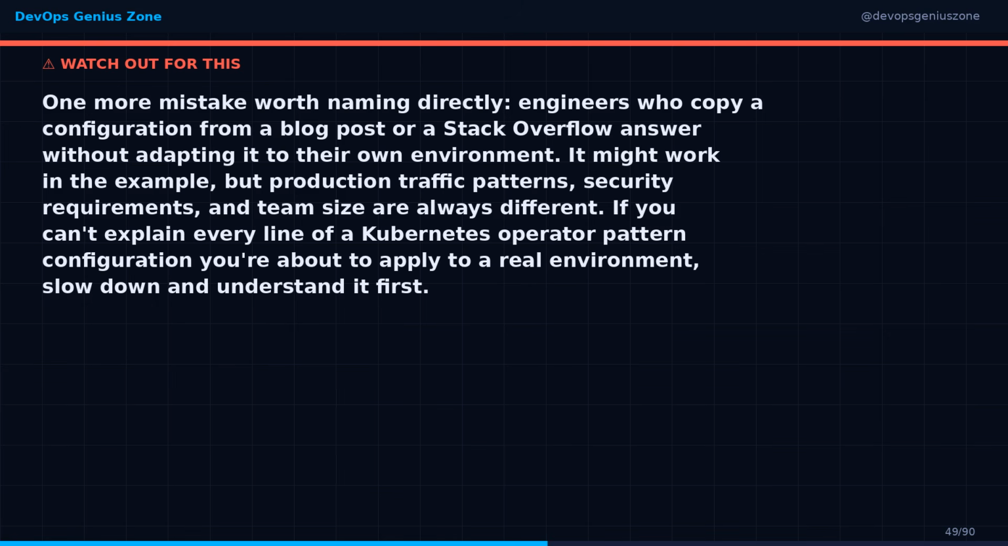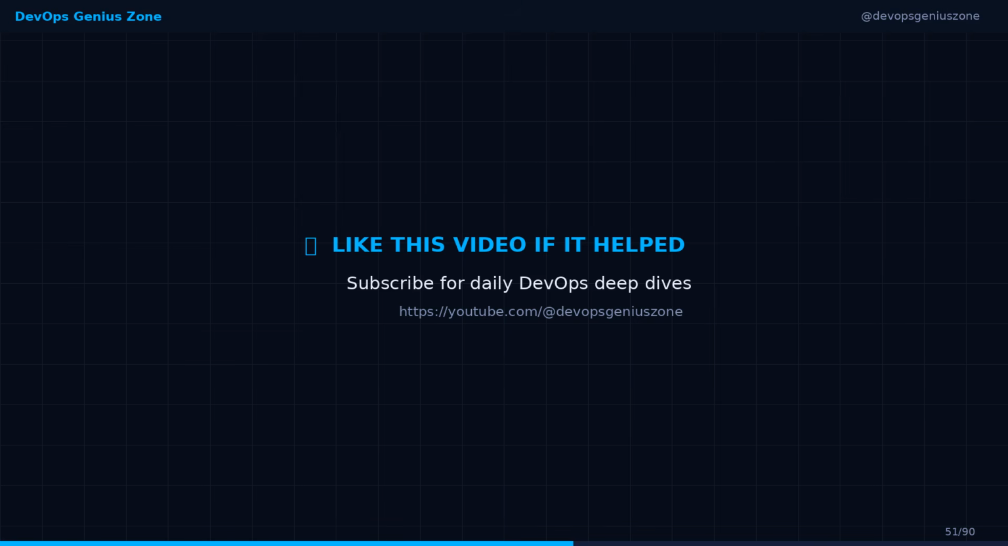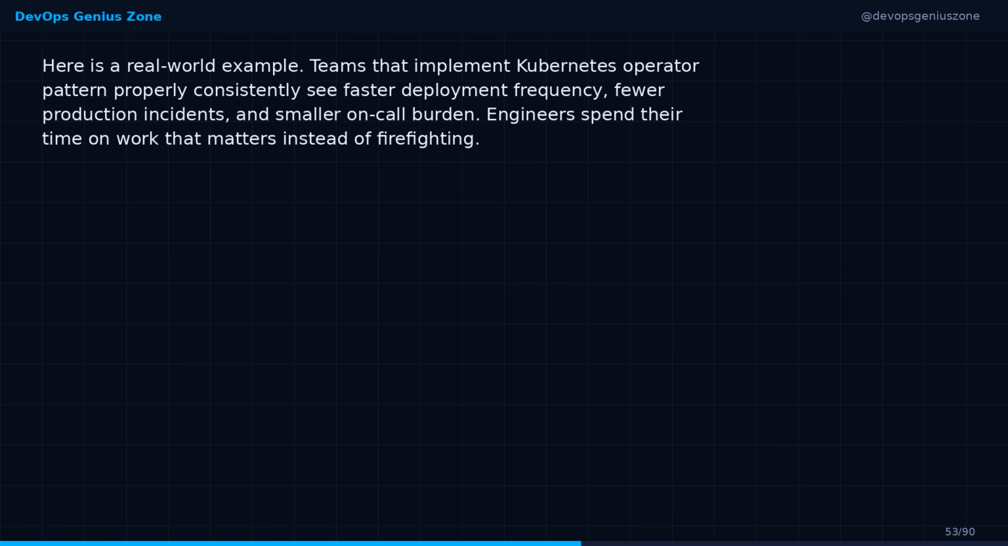Here is a real-world example. Teams that implement Kubernetes Operator Pattern properly consistently see faster deployment frequency, fewer production incidents, and smaller on-call burden. Engineers spend their time on work that matters instead of firefighting. I recall a team at a logistics company that adopted Kubernetes Operator Pattern and reduced their mean time to recovery by 80%. That's the kind of impact we're talking about. A gaming company cut their cloud bill by 40% after properly tuning their Kubernetes Operator Pattern setup.